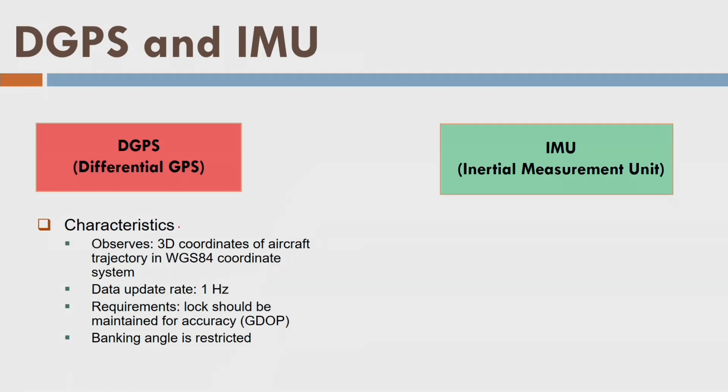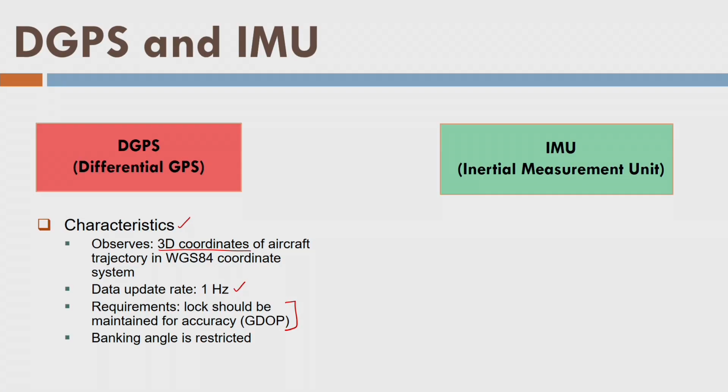So these are the characteristics of the DGPS. It basically observes the 3D coordinates of the aircraft trajectory, and it updates the data every 1 second, or what we call 1 hertz. So the lock should be maintained. That means if my aircraft is moving like that and turns after some time back to the next line, my lock should be maintained. Otherwise, if lock is lost, I will not get the GPS data. And that is the first condition we should consider when we integrate so many sensors and elements like the aircraft and other things. Okay, so the banking angle is restricted, as I already told you.